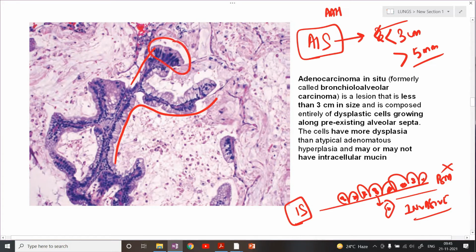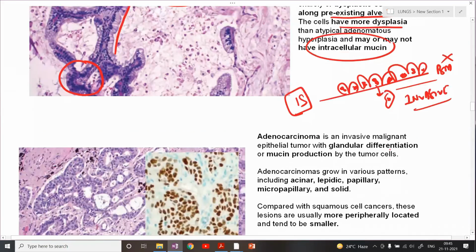Look at the cells over here. They are hyperchromatic, having a disordered arrangement. They are completely dysplastic, growing along the pre-existing alveolar septa, and the dysplasia over here is far more prominent as compared to that seen in atypical adenomatous hyperplasia. Again, they might or might not have mucin. The presence of mucin just indicates a worse prognosis, as I explained before. So this is your adenocarcinoma in situ.